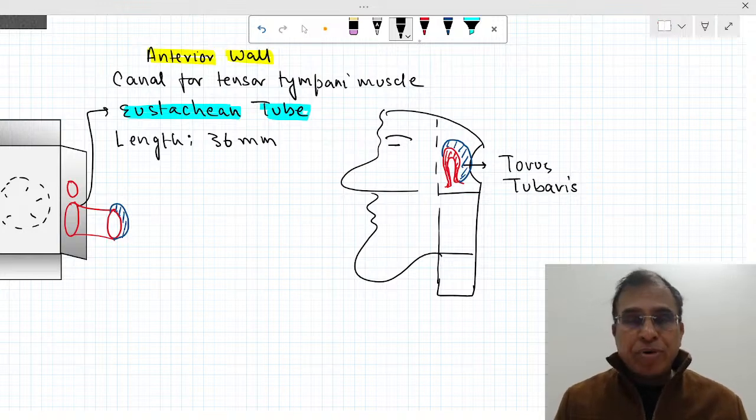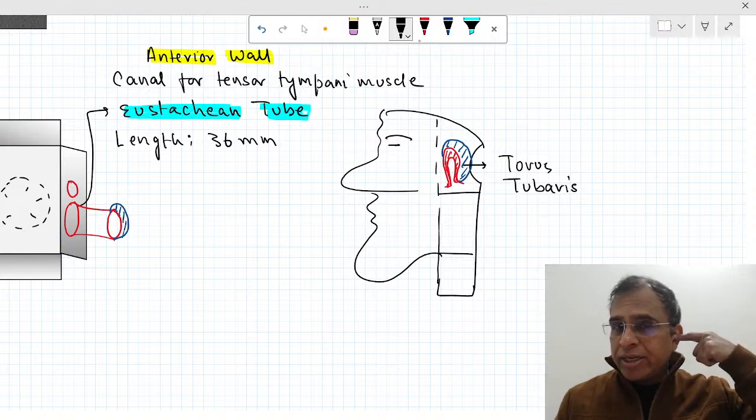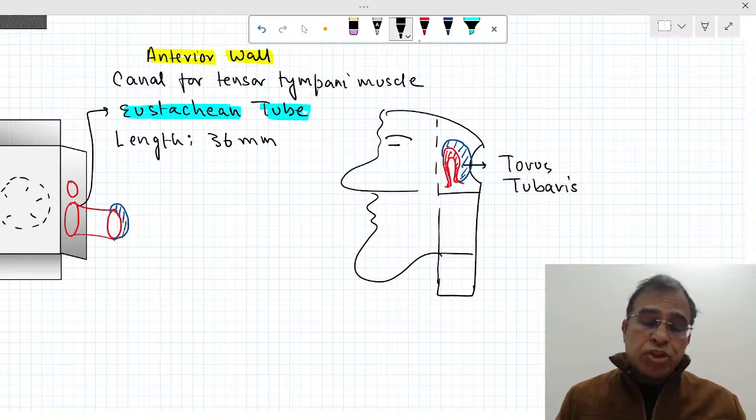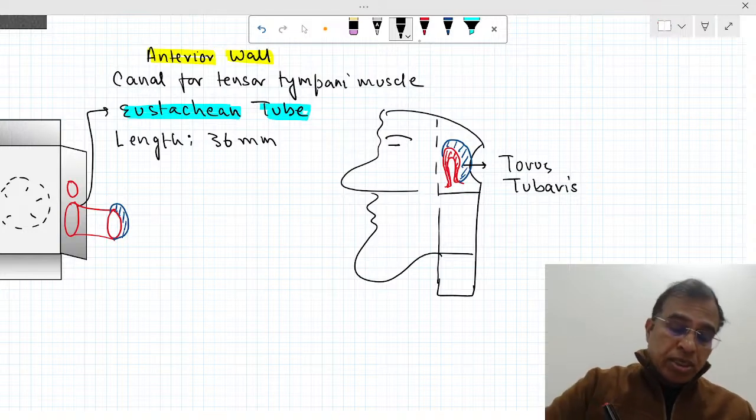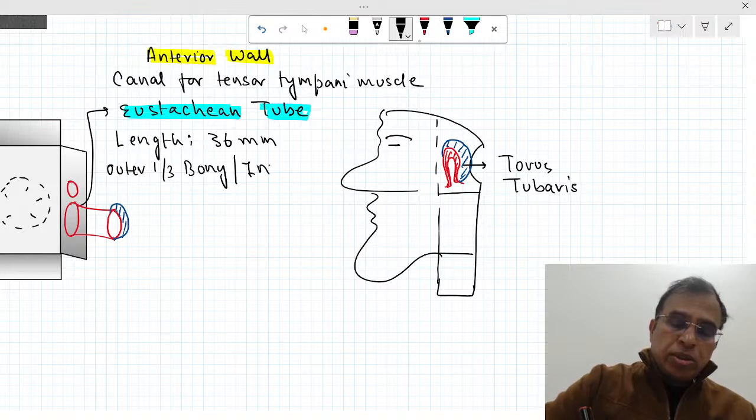And what is it made up of? Remember the external auditory canal, what is canal made up of? I told you canal outer 1/3 is made up of cartilage, inner 2/3 is made up of bone. In the eustachian tube, the reverse is true. In the eustachian tube, outer 1/3 is bony and inner 2/3 is cartilage. It is opposite of canal. So that's how you remember.